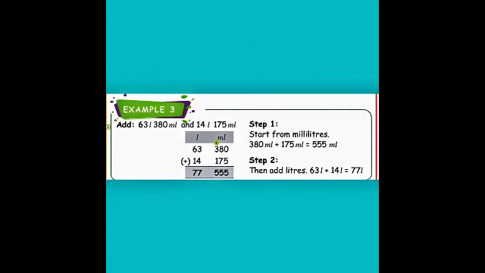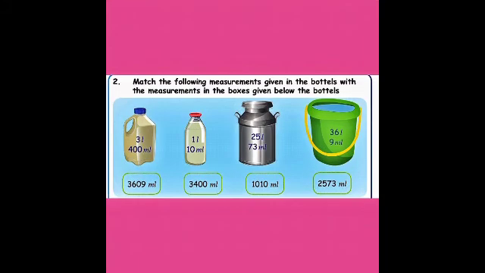Okay. In exercise 3.2, the second sum: match the following measurements given in the bottles with the measurements in the boxes given below the bottles. At the top, the pictures represent liter and milliliter. We want to match them with the milliliter. First we will see 3 liter 400 milliliter. 3 liter means 3000 milliliter. 3000 plus 400 is 3400 milliliter.